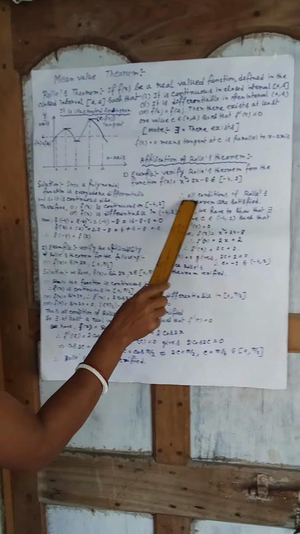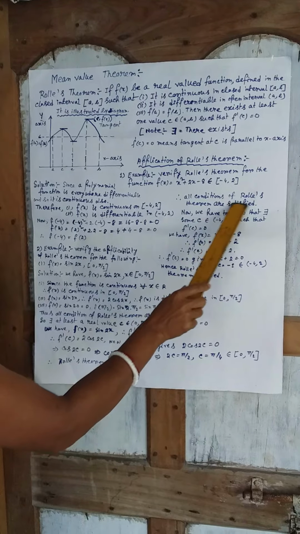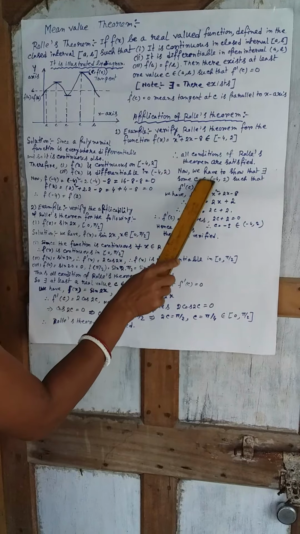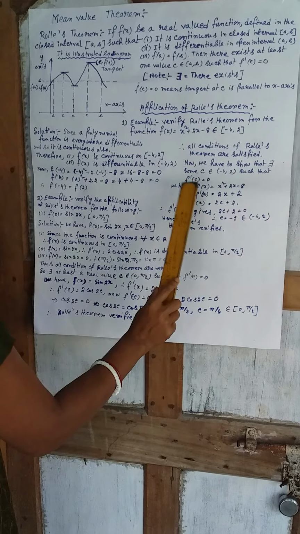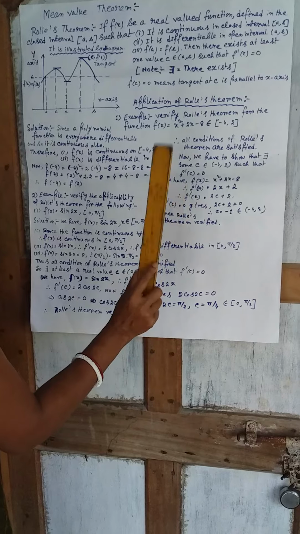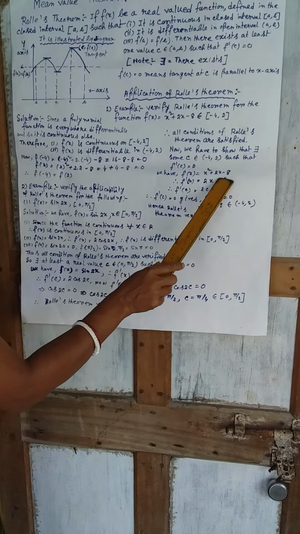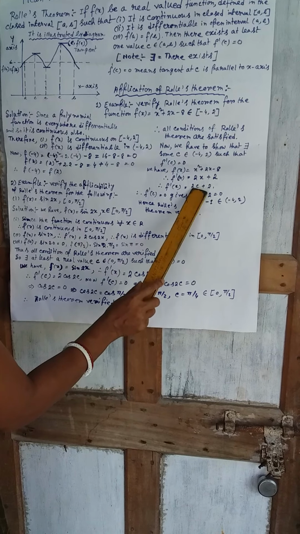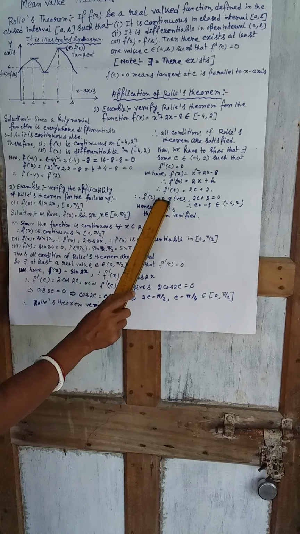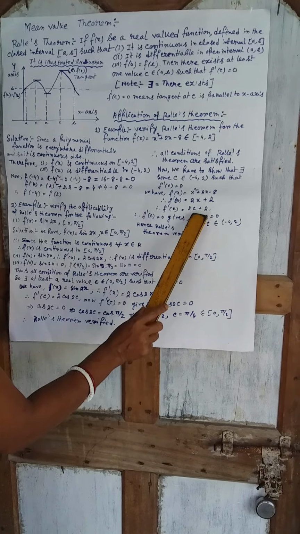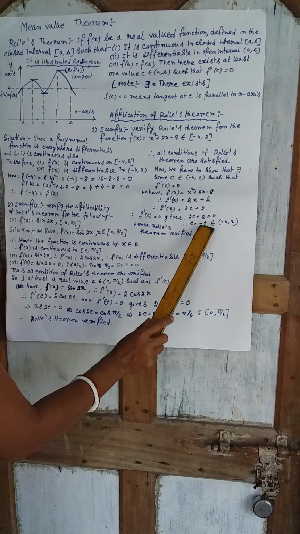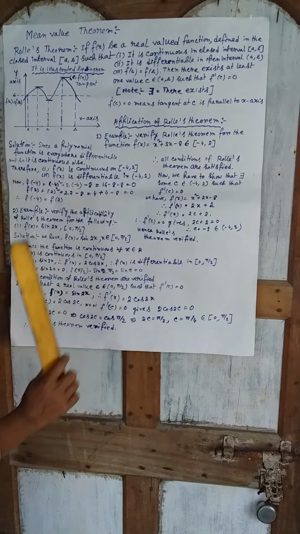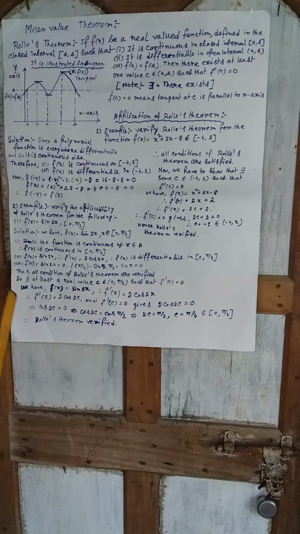Now all the conditions of Rolle's theorem are satisfied. Now we have to show that there exists some c belonging to (-4, 2) such that f'(c) equals 0. We have f(x) equal to x squared plus 2x minus 8, f'(x) equal to 2x plus 2. Now f'(c) equal to 2c plus 2. Now f'(c) equal to 0 gives what? 2c plus 2 equal to 0. Then c equal to -1, which belongs to (-4, 2). Hence Rolle's theorem is verified.